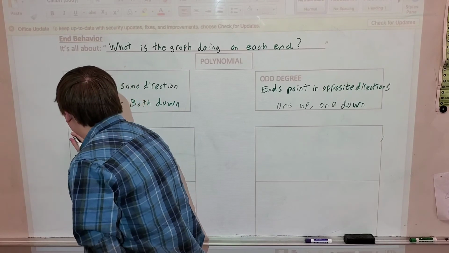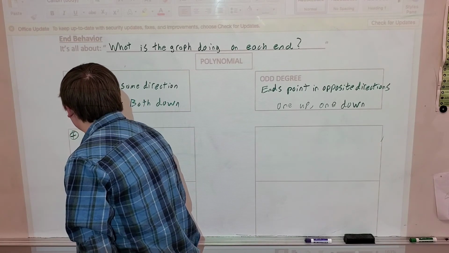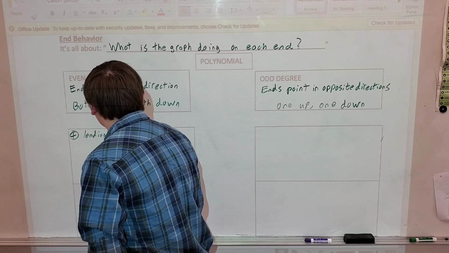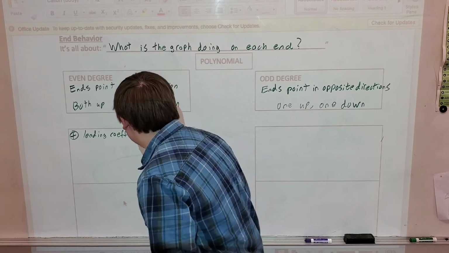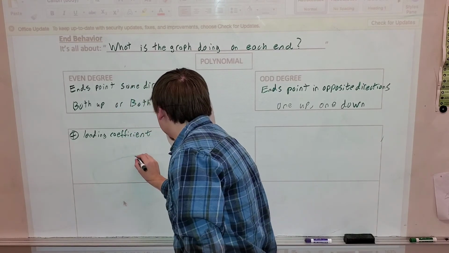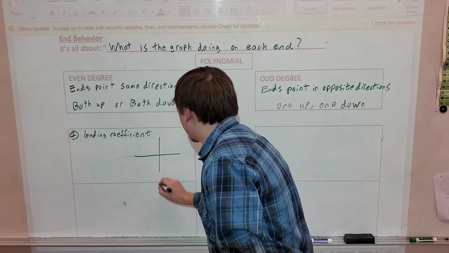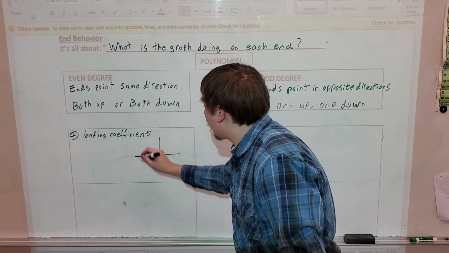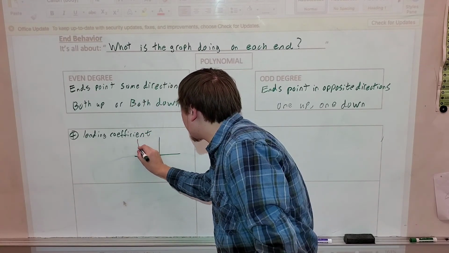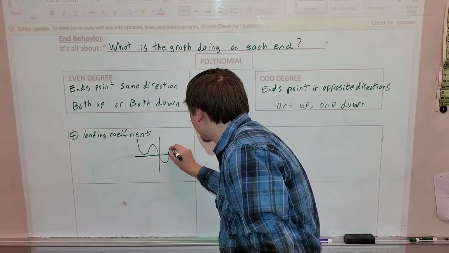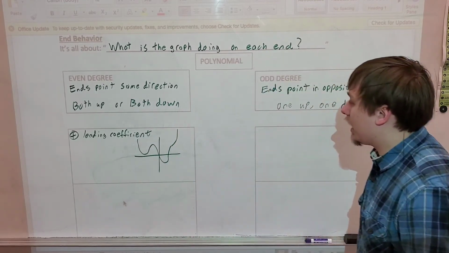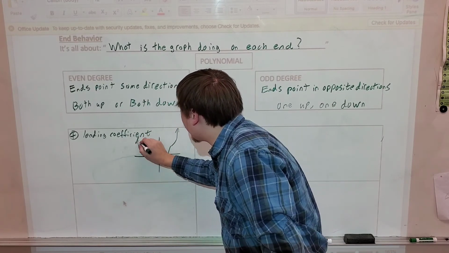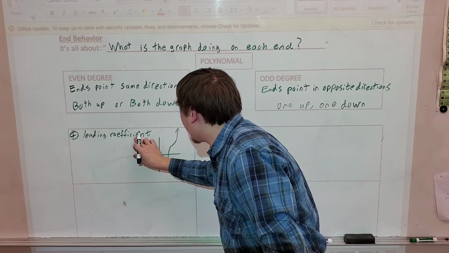So for an even degree, if we have a positive leading coefficient, then your graph will look something like this. So there's your graph, even degree. So if we have a positive leading coefficient, it's going to come from above. So maybe it comes down and does something like this. Okay, so this would be an example of an even degree with a positive leading coefficient. Both ends are going to go up.